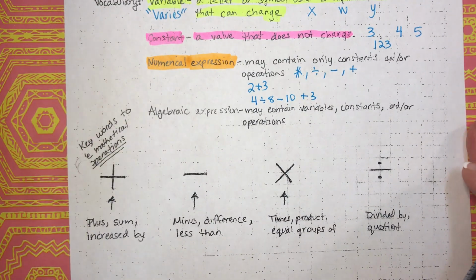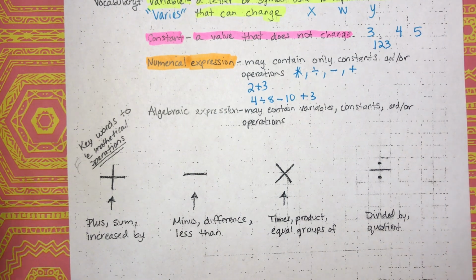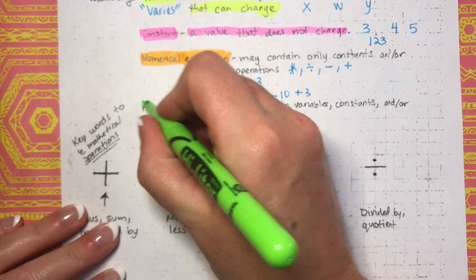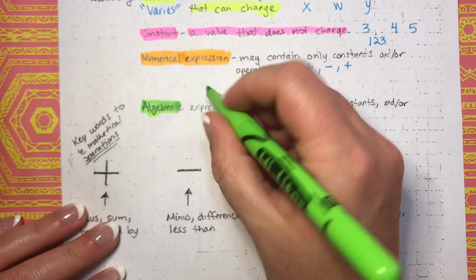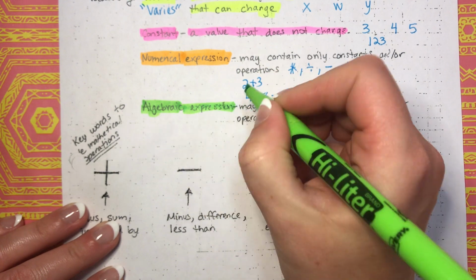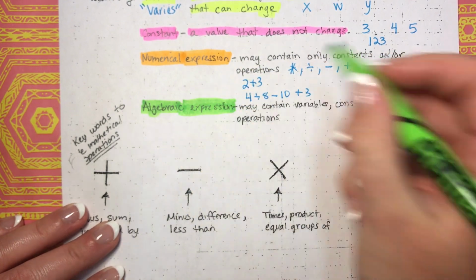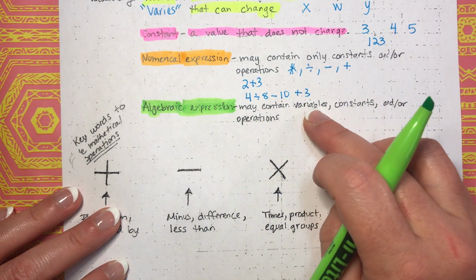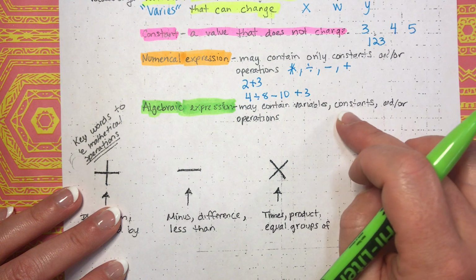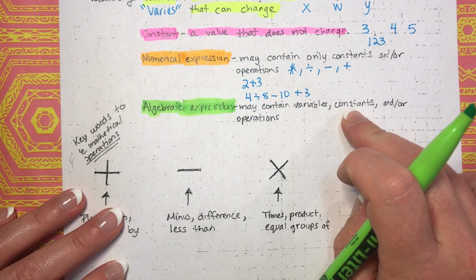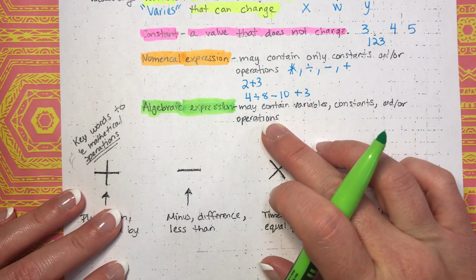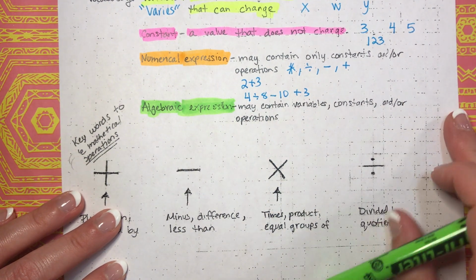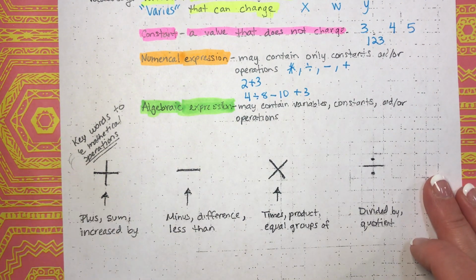Okay, the next is an algebraic expression. What do you guys think that means? Well, algebraic, that is talking about the letters. An expression, again, is something where there's operations and there's no equal sign. So an algebraic expression may contain variables, so those are letters. It may contain constants, which are numbers, and or operations, which is, remember, multiplication, division, subtraction, or addition. Okay, so that is what an algebraic expression is.